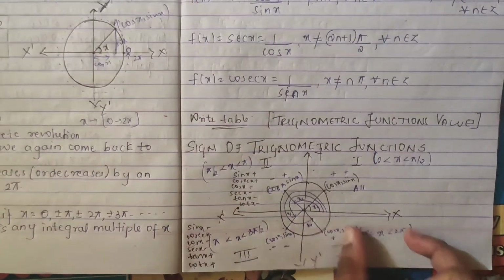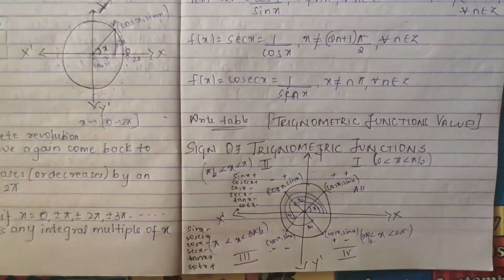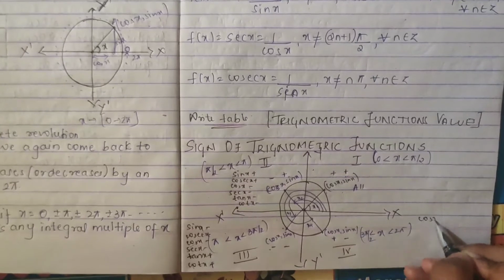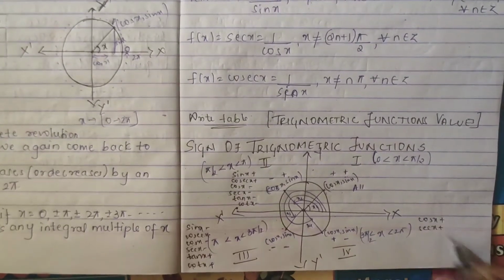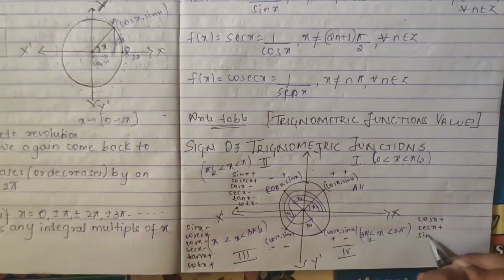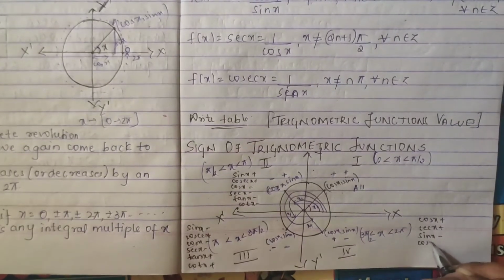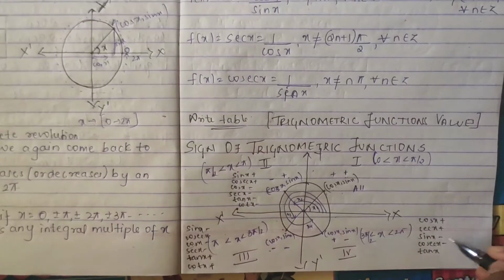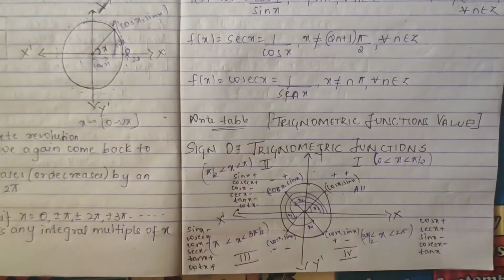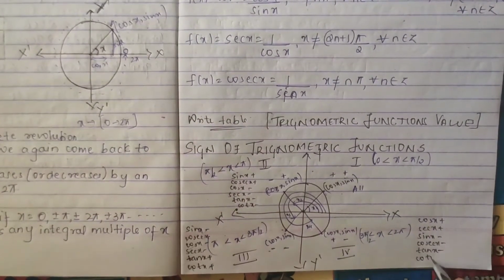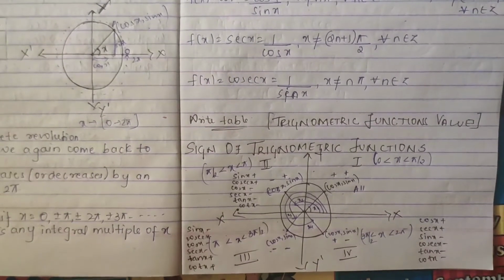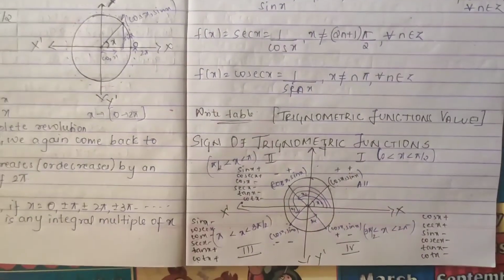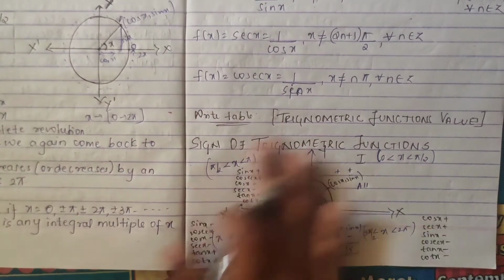In the same way, in your fourth quadrant, see, cos is positive, so everything with cos will be positive. Cos x is positive, so sec x will be positive. Sin x is negative means cosec x is negative. Now comes tan. Tan x is what? Sin by cos, so plus by minus will be minus only, and cot x also will be negative. I hope you can see it. So this is the sign of trigonometric functions.